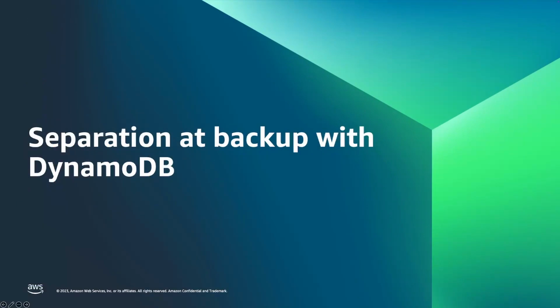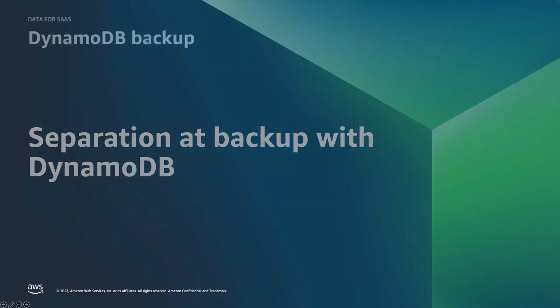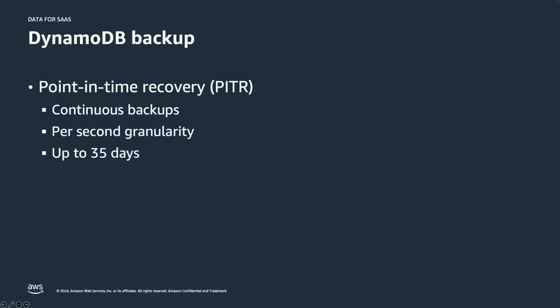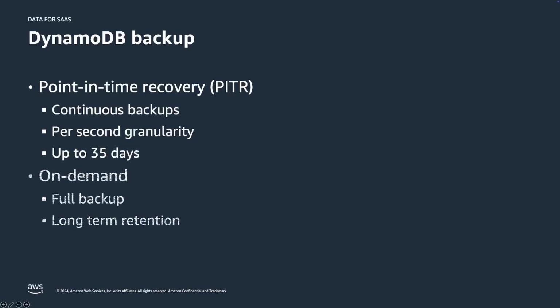Now, let's look at some examples of performing this approach with common databases. First, we'll look at DynamoDB. In terms of backup options, DynamoDB has two. Point-in-time recovery does continuous backups with per second granularity, and you can define a retention period of up to 35 days. Whereas on-demand backup will take a snapshot of your table, and you'll get a full backup and it will remain until you delete it.